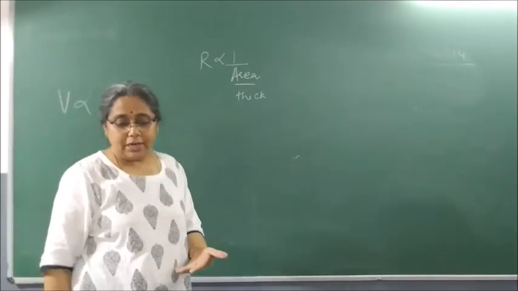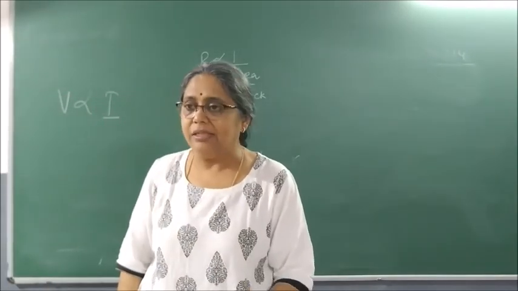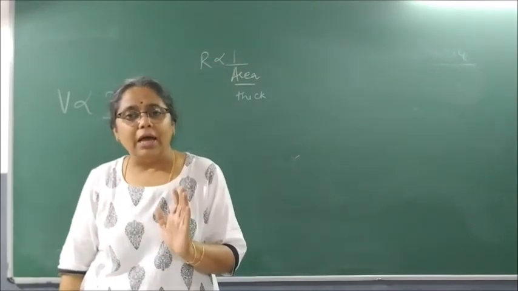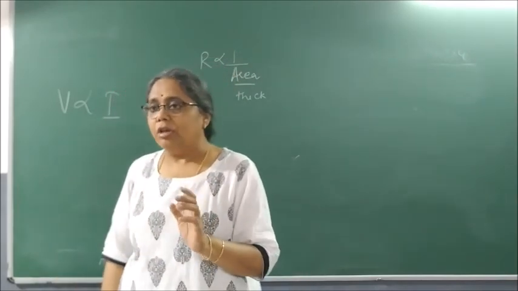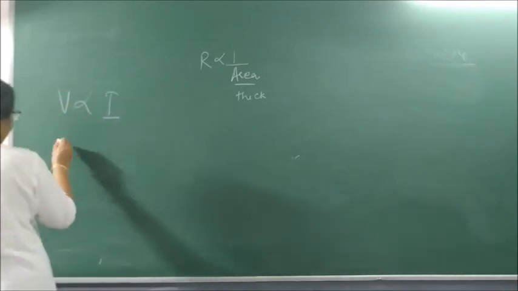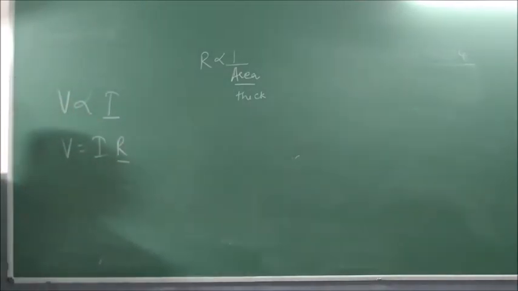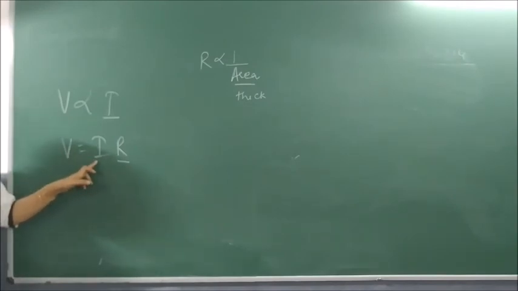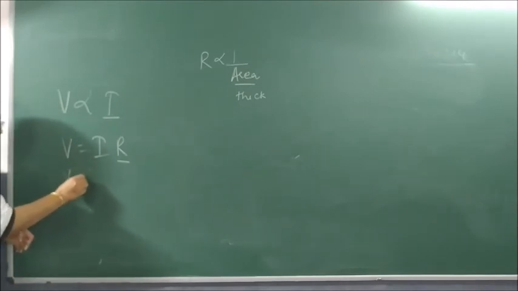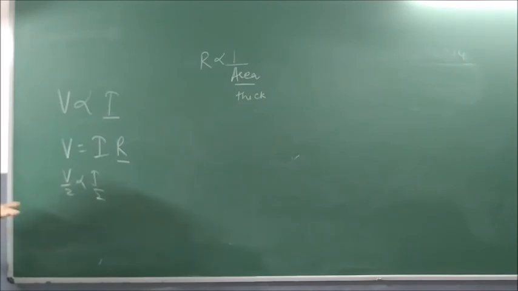What are we telling here? Let the resistance be constant. R is constant. So if R is constant, where is R coming? V is equal to I R. So if R is constant, V is proportional to what? I. If V decreases to V by 2, I also will decrease to what? I by 2. So same answer.